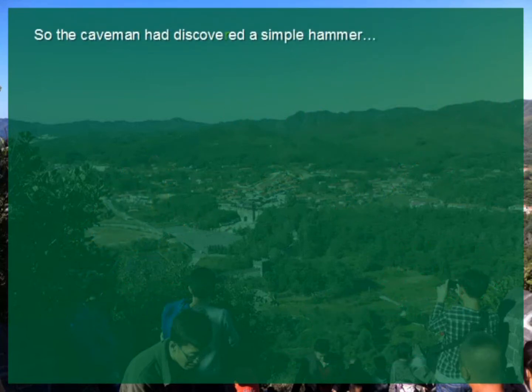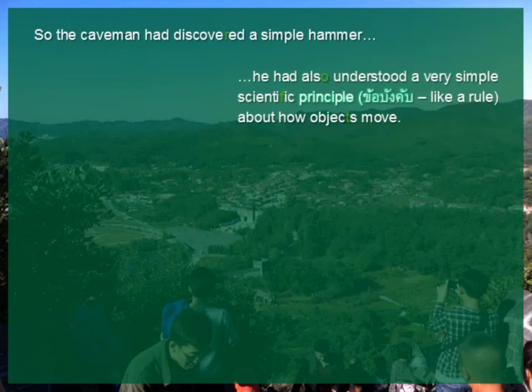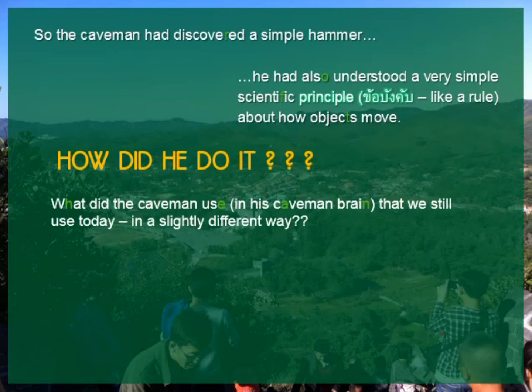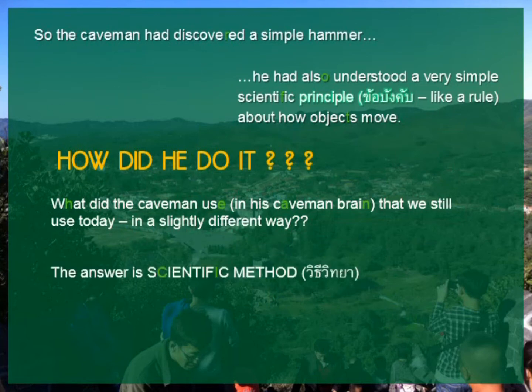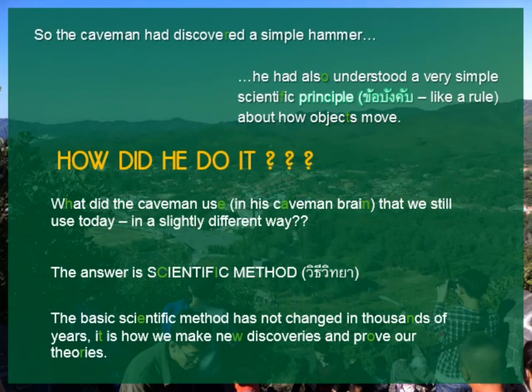So the caveman had discovered a simple hammer, and he had also understood a very simple scientific principle about how objects move. In this case, how heavy objects create a force. So how did he do it? What he used in his caveman brain is something that we still use today, and we call it the scientific method. The basic scientific method has been the same ever since those times back in the caves. It's how we make new discoveries and how we prove the discoveries we've already made.